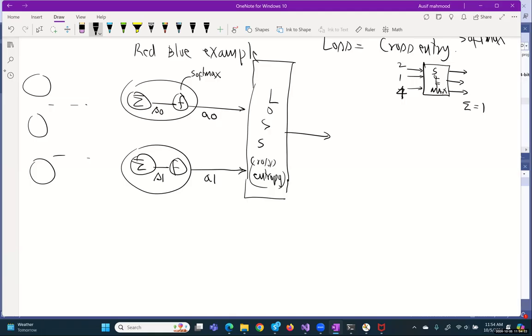So what was the formula in softmax? The first output will be e raised to the power 2 over e raised to the power 2 plus e raised to the power 1 plus e raised to the power 4. The second output will be e raised to the power 1 over the same denominator. The last output will be e raised to the power 4 over e^2 plus e^1 plus e^4. So this is what the softmax will do.